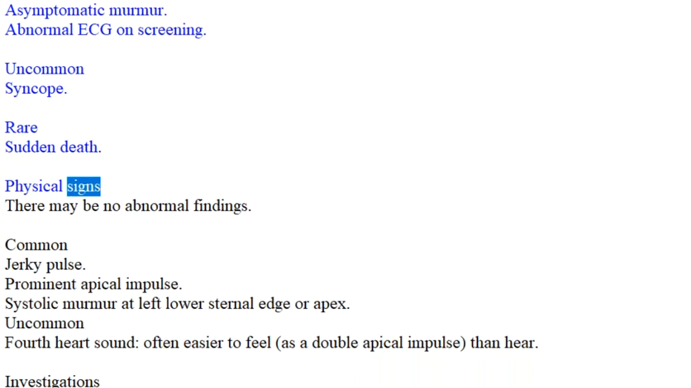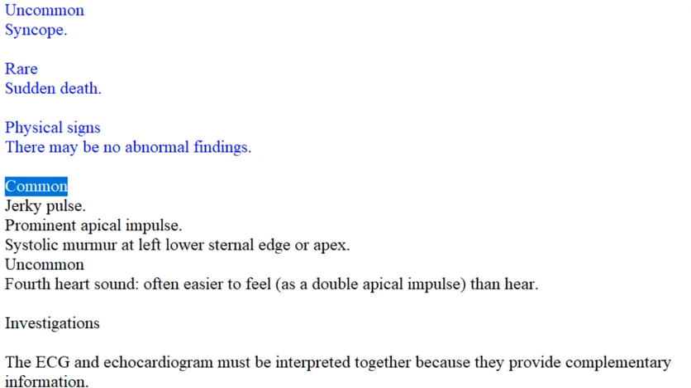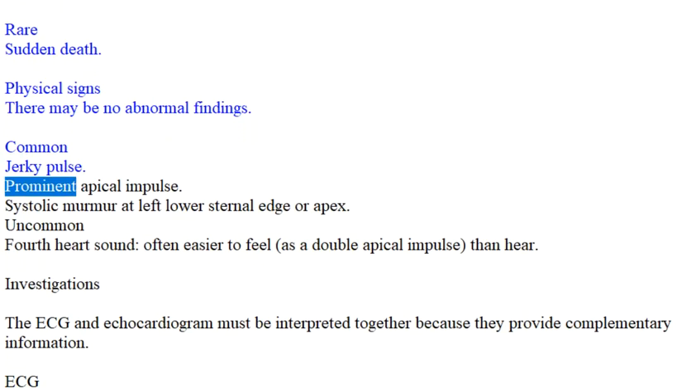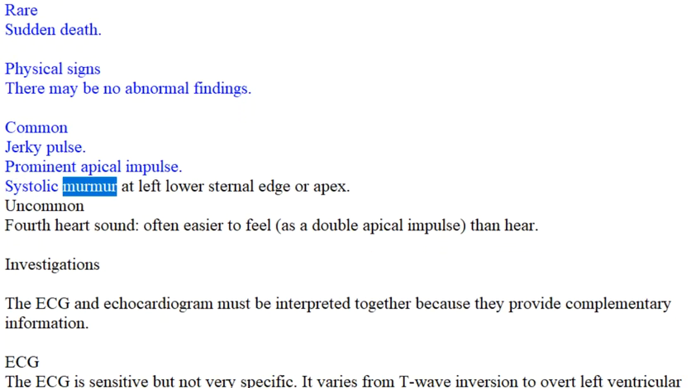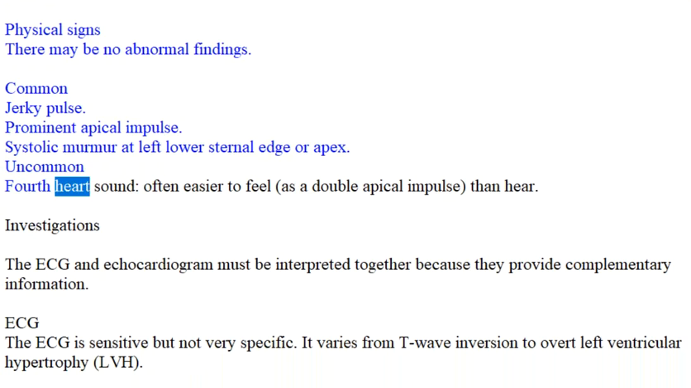Physical signs. There may be no abnormal findings. Common. Jerky pulse. Prominent apical impulse. Systolic murmur at left lower sternal edge or apex. Uncommon. Fourth heart sound, often easier to feel, as a double apical impulse, than hear.